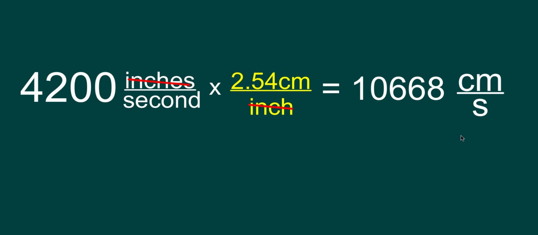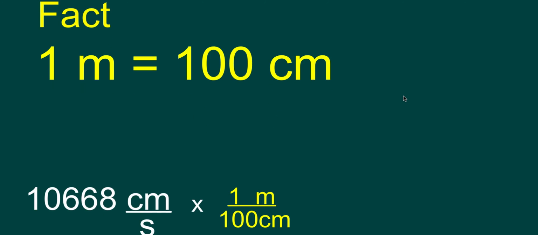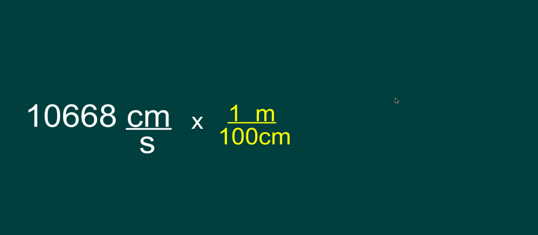So now we're into metric. The base unit for speed in the metric system is not centimeters per second, it's actually meters per second. Okay, so here's our fact number 3. There are 100 centimeters per meter, or in 1 meter there are 100 centimeters. So the calculation we just did gave us a speed in centimeters per second, and I would like to get this into meters per second.